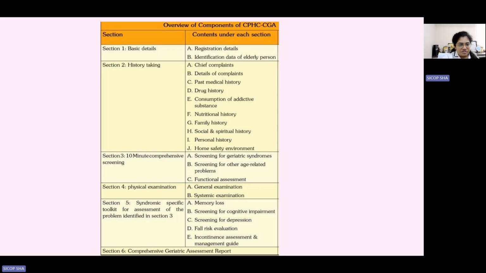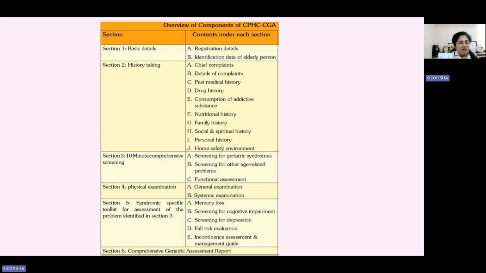Next is the personal history of the patient: habits, what are their requirements, what are their goals, etc. Home safety environment is again important because many times patients have a fall at their home, so that's why home safety environment is very, very essential over here.